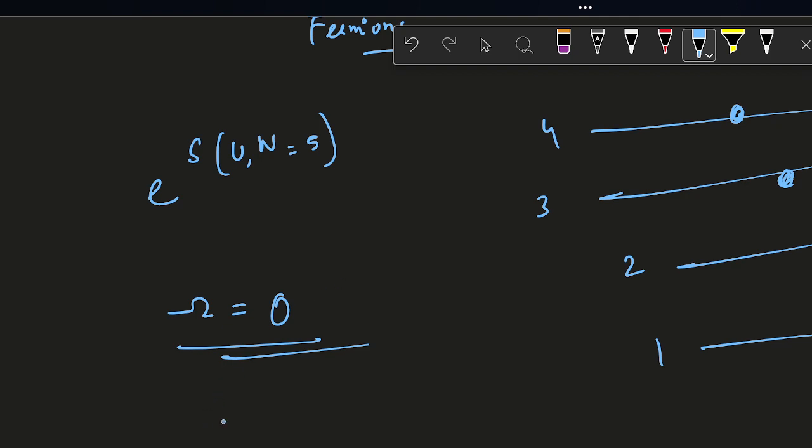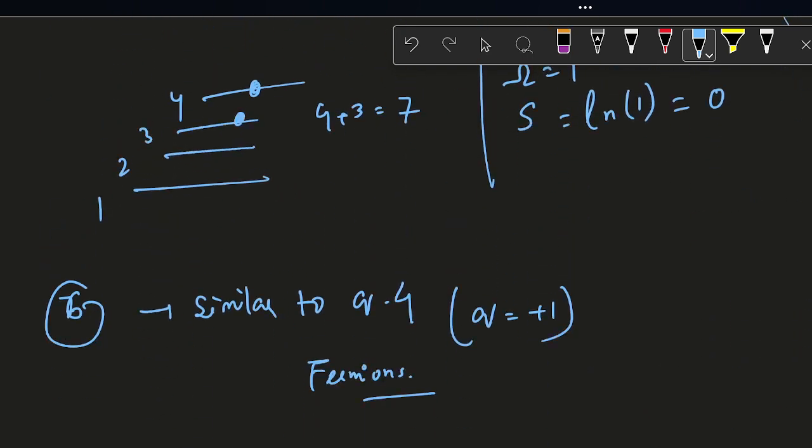And due to that, your S is k ln of 0. You know, the ln function goes something like this: at x equal to 1, the ln value is 0, and as x goes to 0, the ln value almost diverges to minus infinity. So if you take e to the power of s for u, n equal to 5, it is just e to the power of minus infinity, which goes to 0. That means your answer here will be 0.